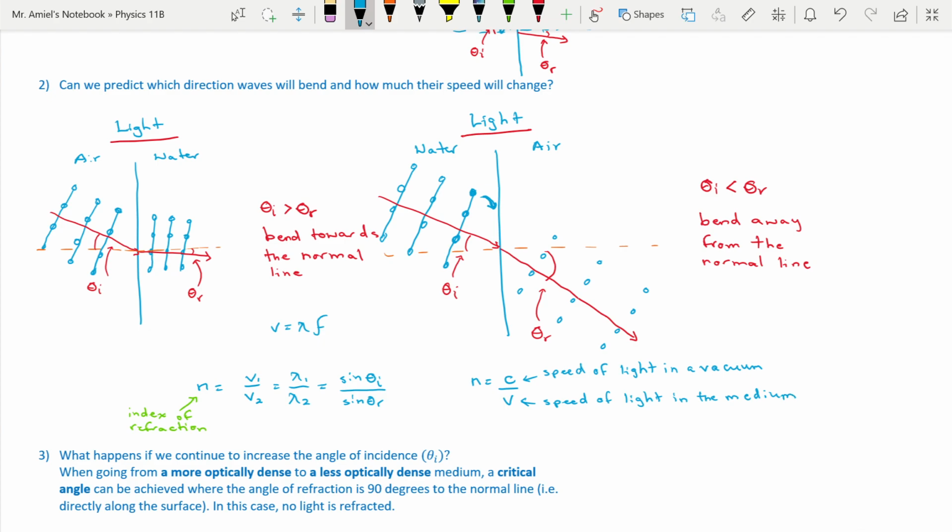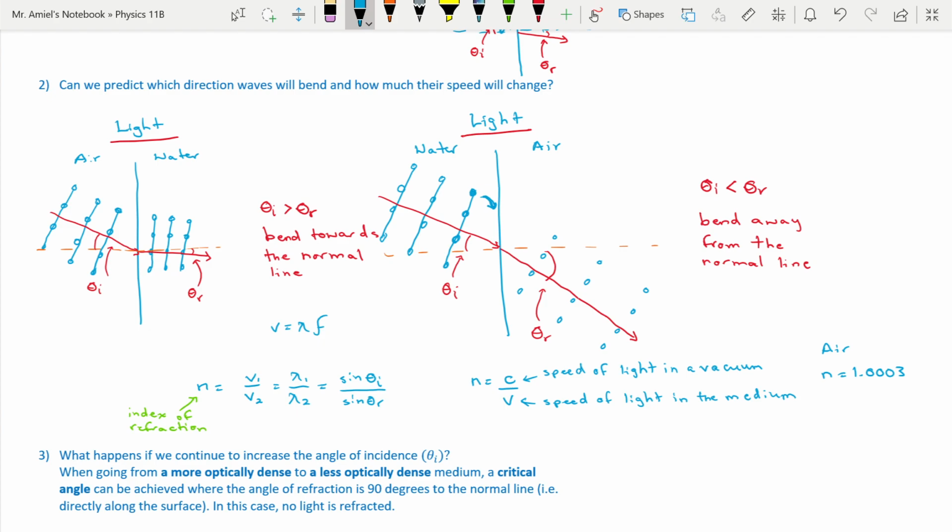Now, what's interesting is that for air, our index of refraction is 1. And what is this actually telling us? Well, for this to be 1, it means that the speed of light in air has to be very close to the speed of light in a vacuum. So air doesn't really slow down light much. I believe for air the index of refraction is actually 1.0003. So light is going almost as fast in air as it is in a vacuum.